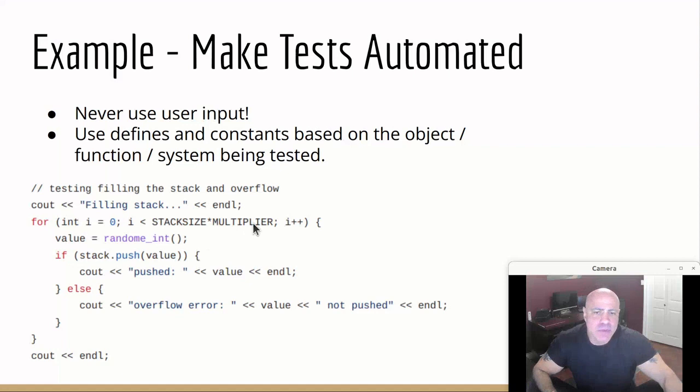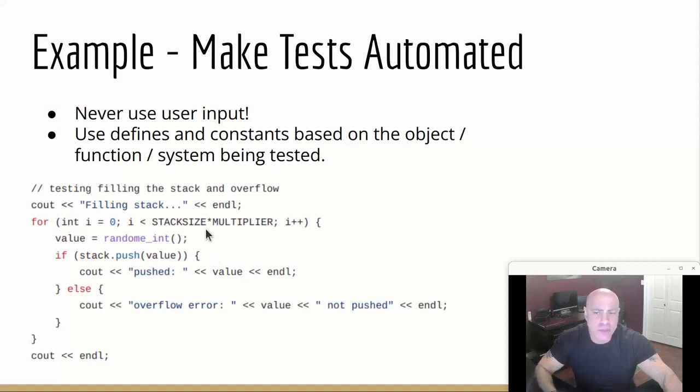So if my multiplier is 1.2 and my stack size is 10, what does that mean? It means I'm going to go 12 iterations. The stack size is only 10, so I've accomplished my goal. My goal was to fill the stack and test push, right? That was one state, one operation. Okay, and here's the code for one state, one operation.